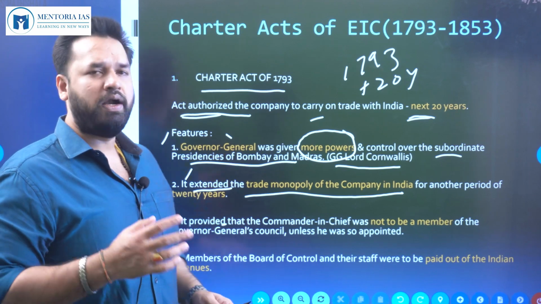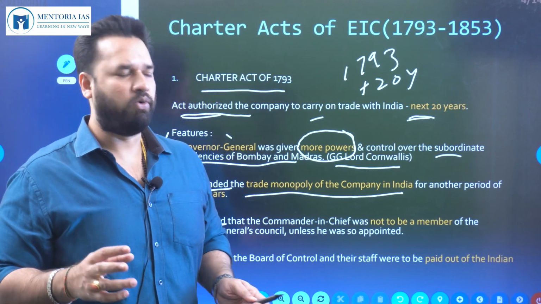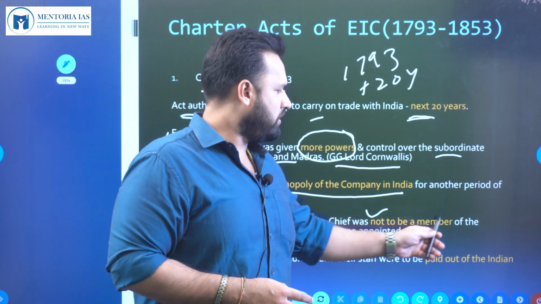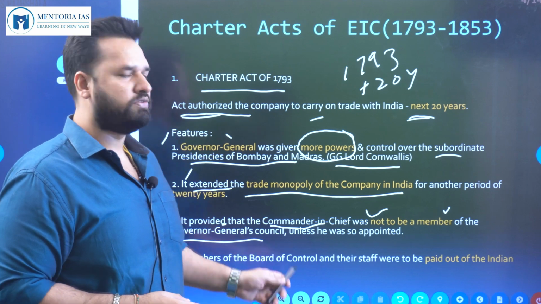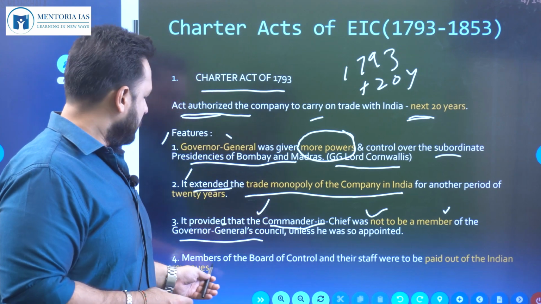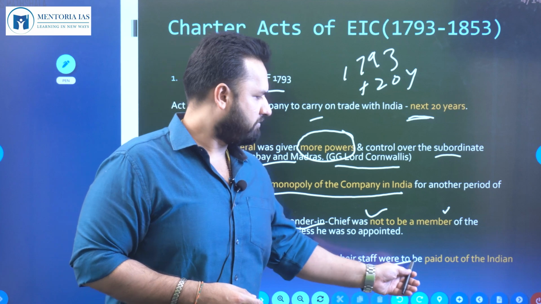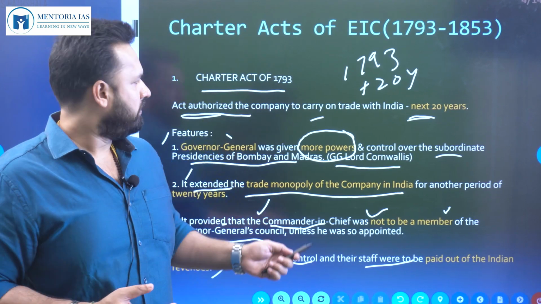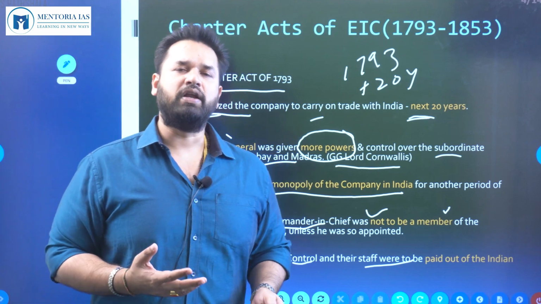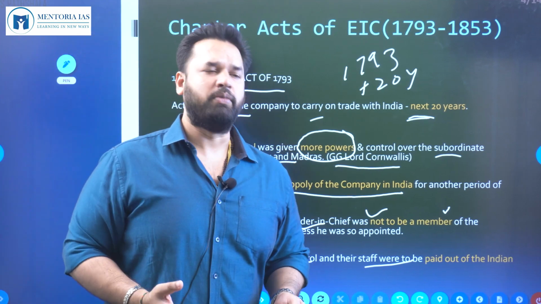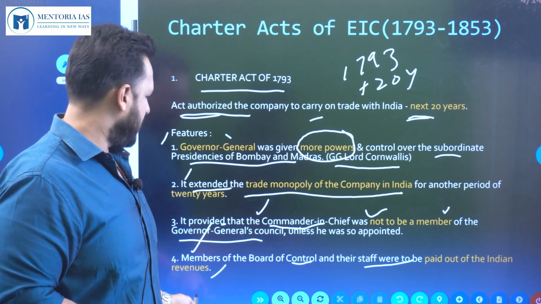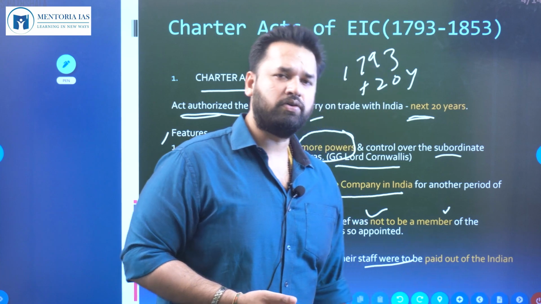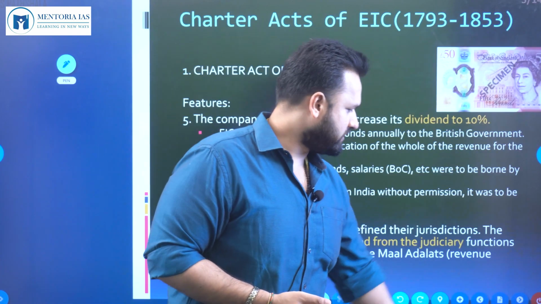It provided that the commander-in-chief, if nominated or selected, should not be a member of the Governor General's Council. And the members of the Board of Control and the staff were to be paid out of Indian revenue. The British Parliament said, all these people of the East India Company are working in India, so why should the Britishers pay the money? Let them be paid out of Indian revenue. Who is this Board of Control? The Board of Control controls the Governor General.